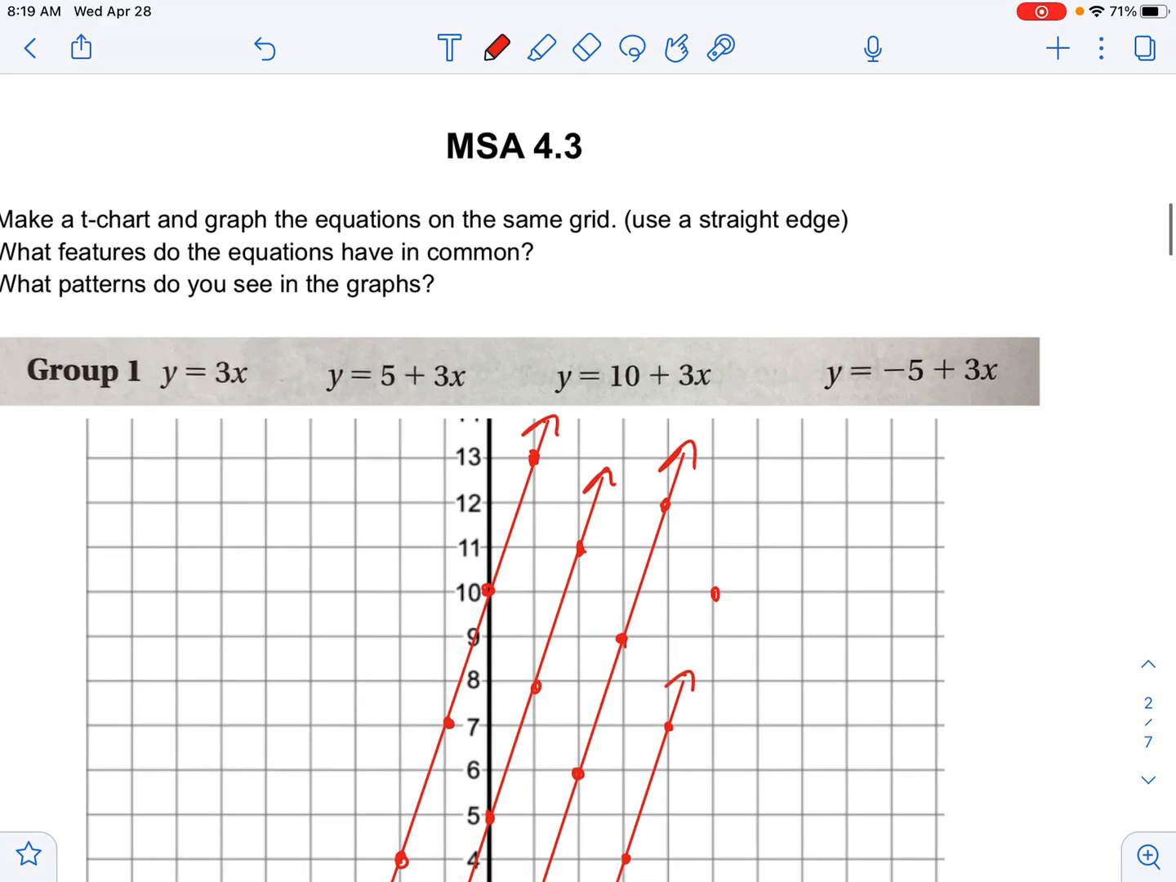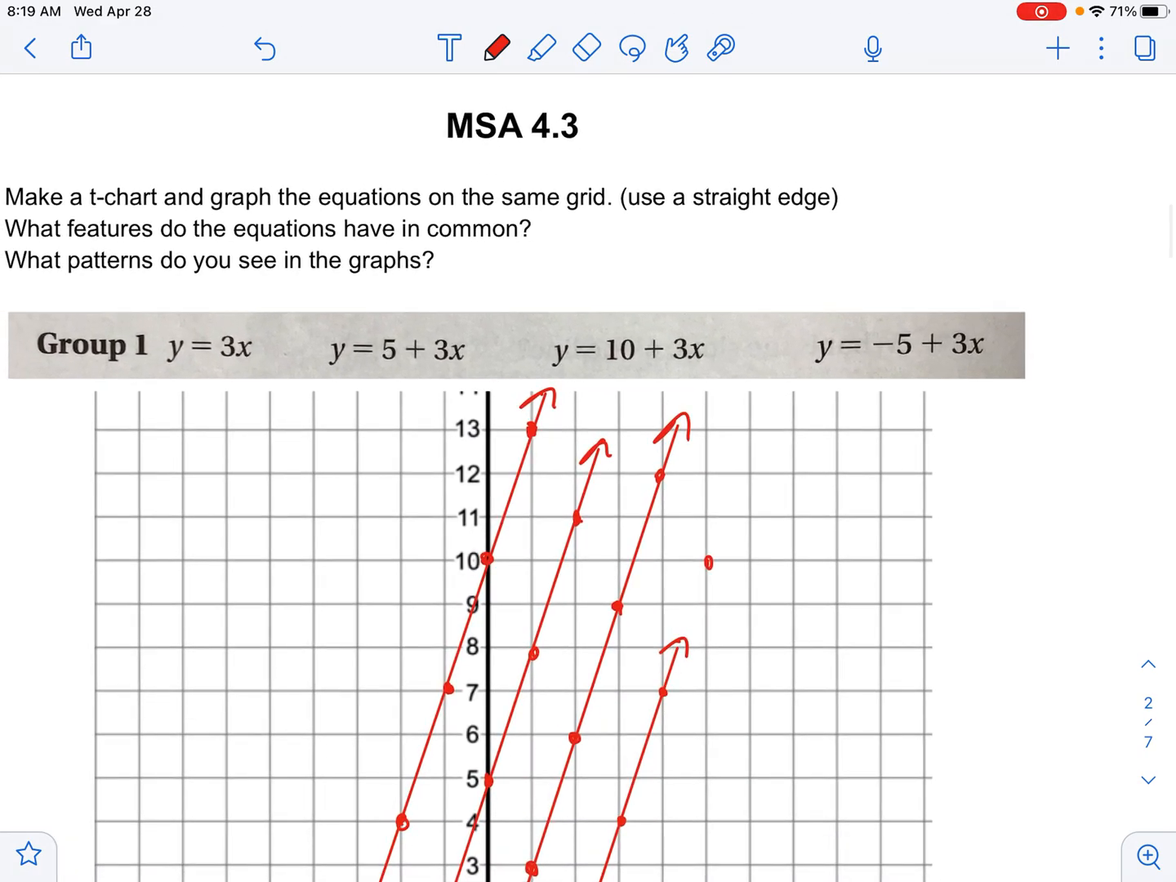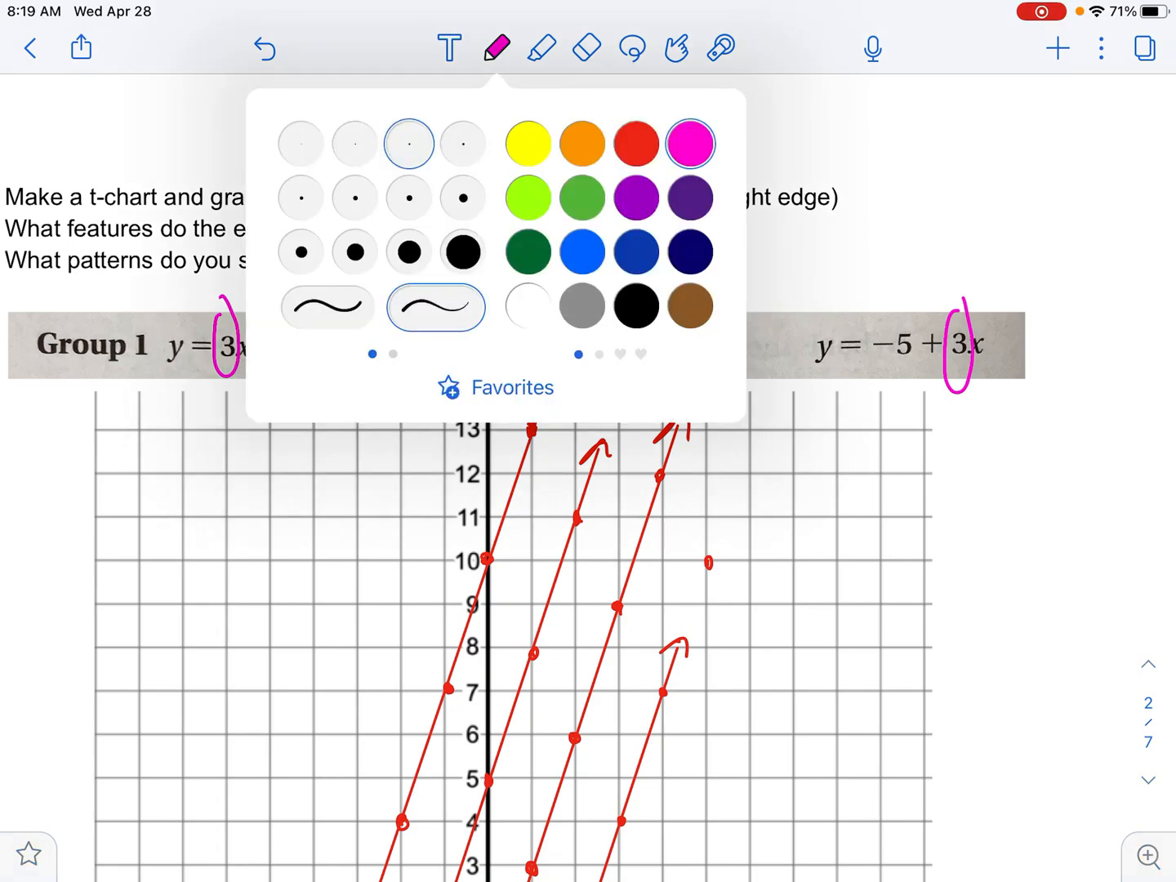But what makes them parallel? And if you look in the equations, what do you notice about the equations that are the same or different? And one thing you should recognize is that the rate is the same on every single one. They're positive and they're the same. And because they have the same slope, the exact same slope, they will never interact. They'll never bump into each other, never intersect.